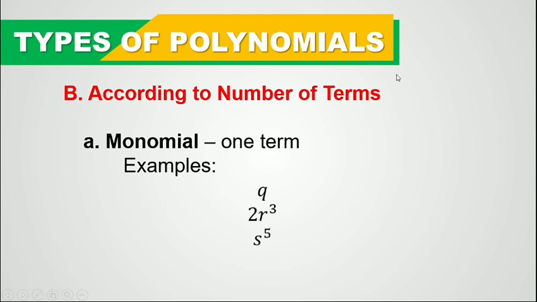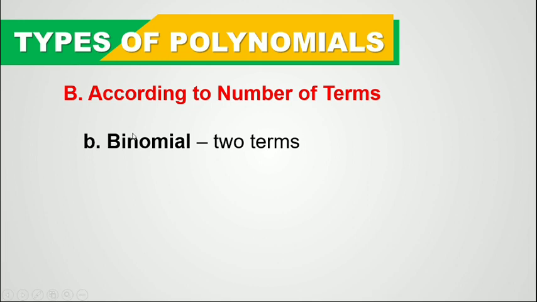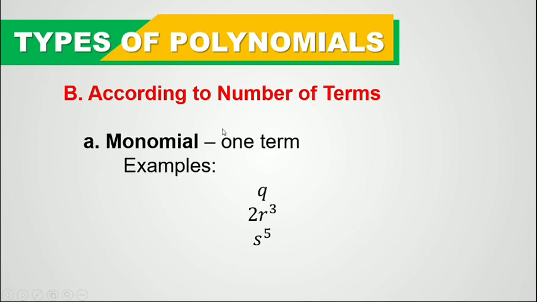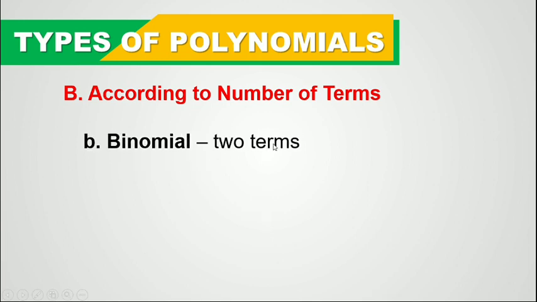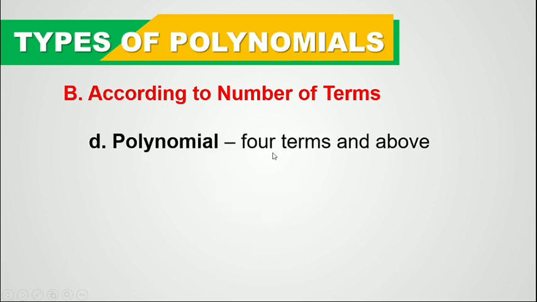Pero generally speaking, polynomial dyan na sila, pero nalang sila yung mga specific names if there is only one term, there are 2 terms, or there are 3 terms. So again, if there are 4 terms and above, that is also called a polynomial. So polynomial ra gapoy atong itawag ana nila. There are 4 terms and above.